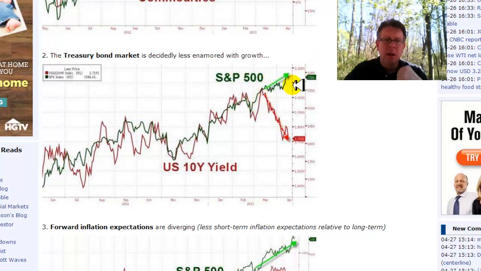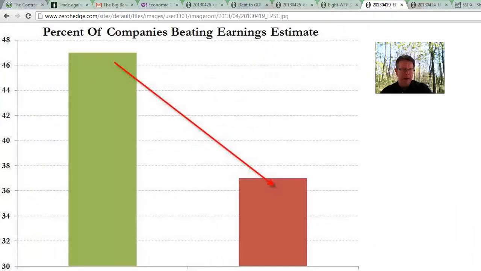The S&P 500 has been trending higher while rates and yields are going lower. That's a divergence. Yet what do you hear on CNBC every day? Buy stocks. We're going higher, folks. Percentage of companies beating earnings estimates. Traditionally, it's about 47%. Now think about that.